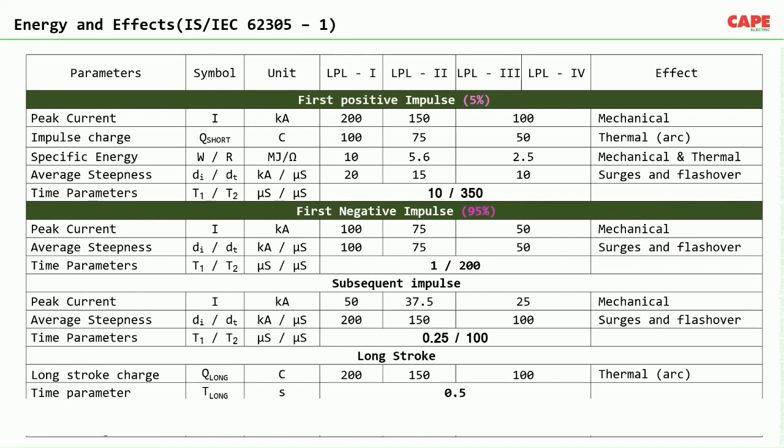Similarly, in the case of the first negative impulse, di/dt is around 100 kiloamperes per microsecond. In subsequent impulses, the peak current of the impulse may be lesser, but di/dt is very high, up to around 200 kiloamperes per microsecond. So these are the parameters of various types of impulses like positive impulse, negative impulse, subsequent impulse, and long stroke.